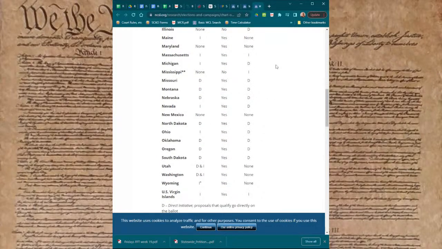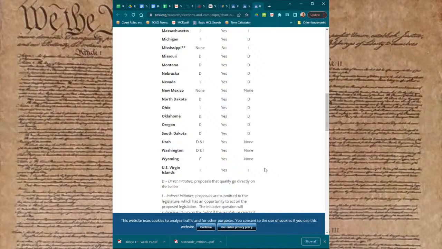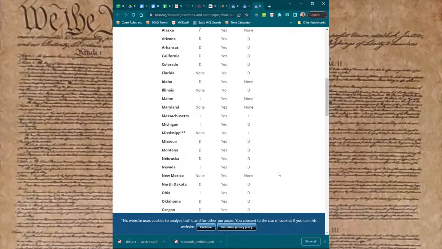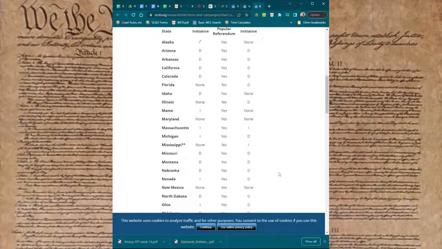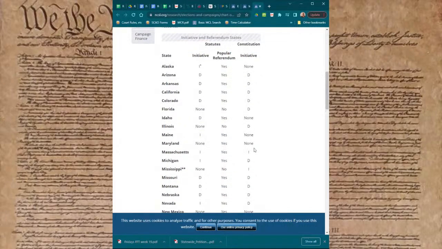And then I is indirect. It goes to your legislature or some other government body before it ends up making its way to the voters. But Michigan, you can see, has indirect initiatives. It does have popular referendum, and it has direct constitutional initiative procedures. Florida has no state initiatives, no popular referendum, and then direct constitutional initiatives.